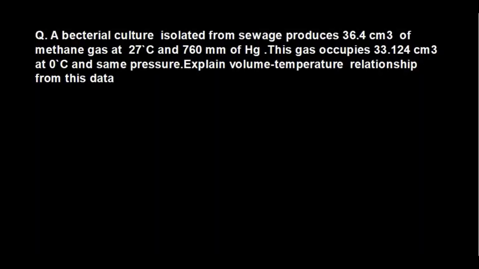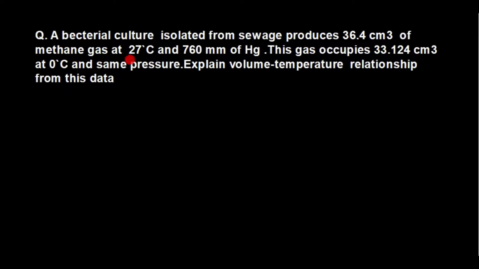Now we will see the next numerical which is given to us. A bacterial culture isolated from sewage produces 36.4 cubic centimeter of methane gas at 27 degrees centigrade and 760 millimeter of mercury. This gas occupies 33.124 cubic centimeter at 0 degree centigrade and same pressure. Explain volume temperature relationship from this data.